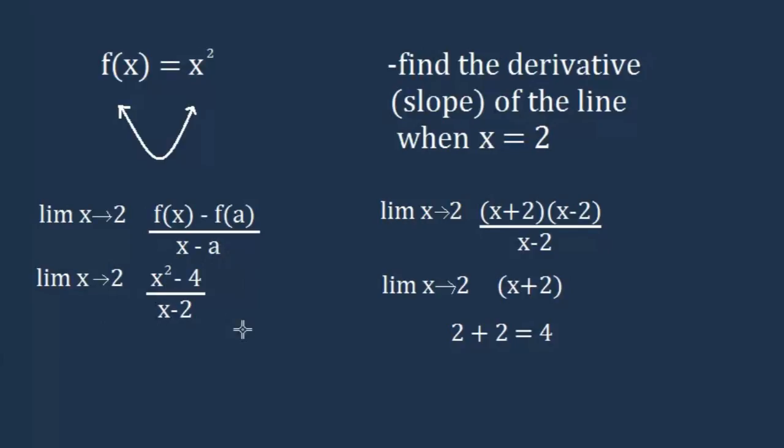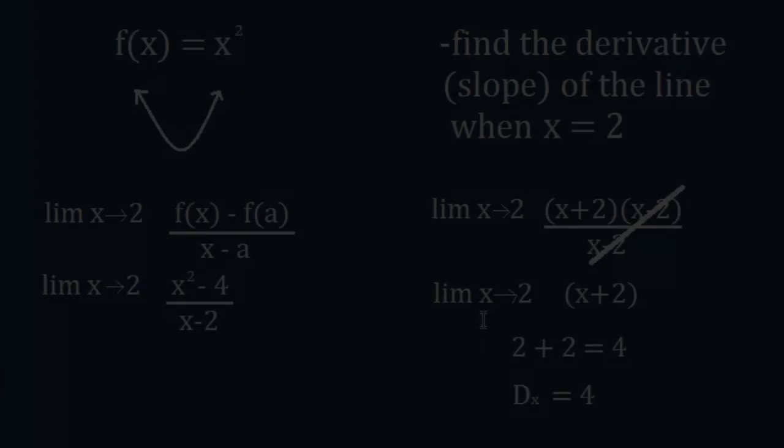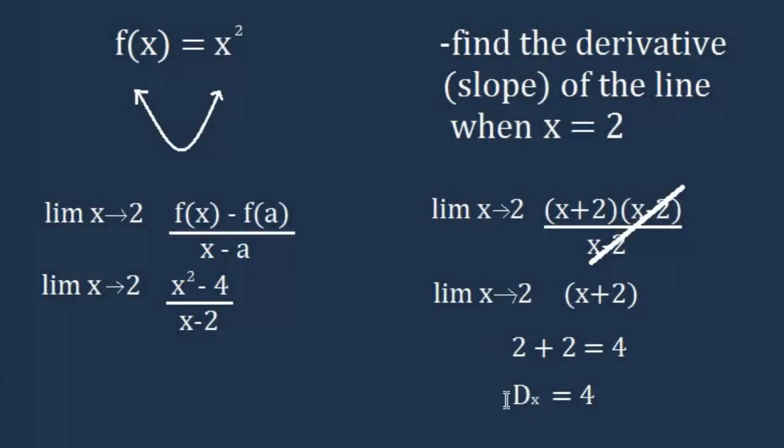Then we plug in x and plug in our a value, which is also 2. Now we can simplify. After simplification, we can plug 2 into our limit and solve for the derivative. So the derivative of the graph x squared when x equals 2 is 4.